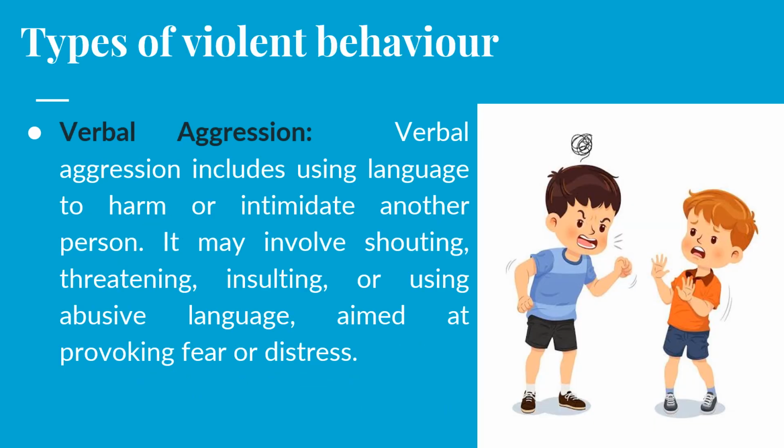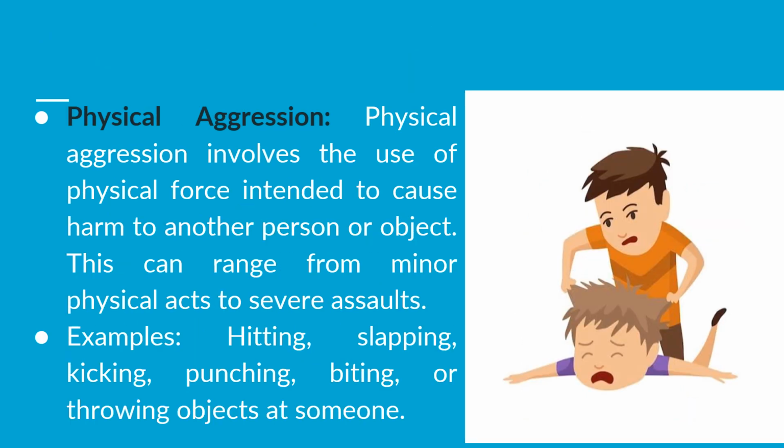So types of violent behavior, what all patients you can see: verbally aggressive patient. It includes language to harm or intimidate another person. It may involve shouting, threatening, insulting or using abusive language, which is aimed at provoking fear or distress among the individual. Physical aggression is the use of physical power to cause harm to another person, for example, hitting, slapping, kicking, punching, biting or throwing objects at someone.